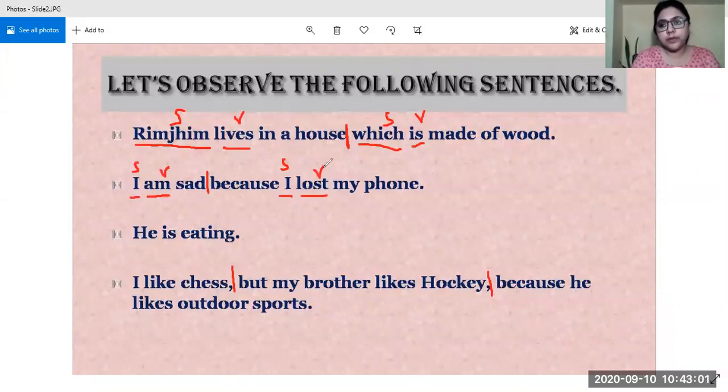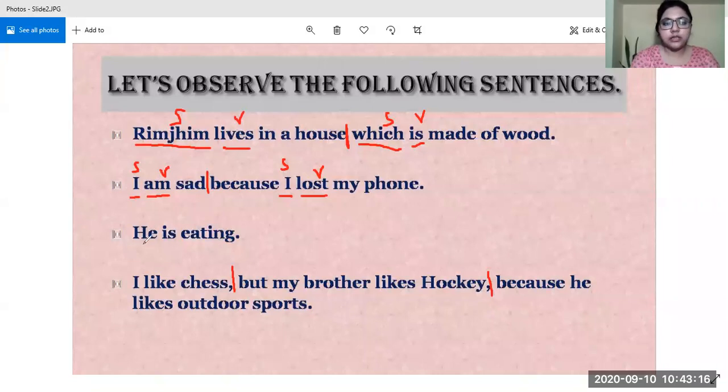Let us move on to the third sentence. He is eating. He is the subject, and is is the verb. Now we can see why we couldn't break it into two or three parts, because there is nothing left behind, only eating is left behind. So eating is just a kind of verb. It is a non-finite verb, so there is no other subject or verb in this sentence. That is why this sentence has only one part. So we did not divide it further.